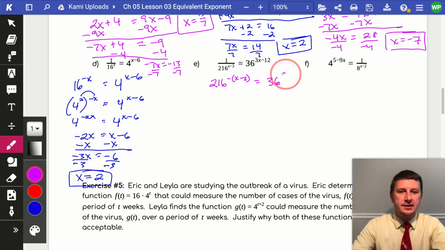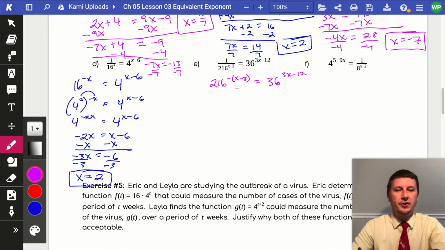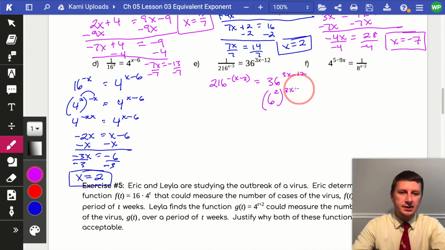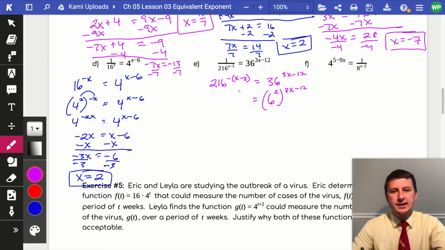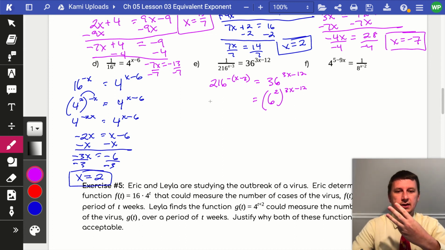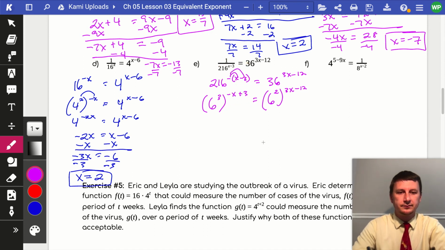Now we have 36 to the 3x minus 12. Well, 36 times 36 is going to be much more than 216, so we're going to have to change both of these. So 6 squared I know is 36. So I'll change the 36 to a 6 squared, bring everything else down over there. And now let's just check and make sure. 6 times 6 is 36. 36 times 6 is 216. So 6 to the third power is going to be 216. And I'm going to distribute this negative right now, so I'll get negative x plus 3.